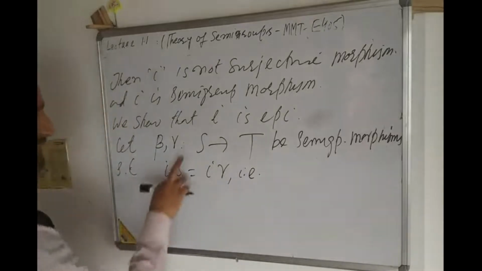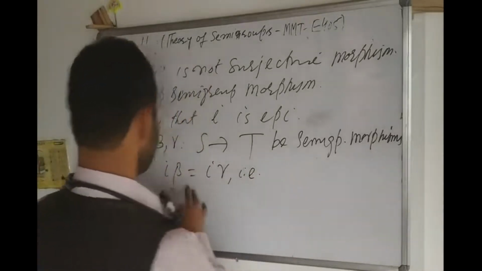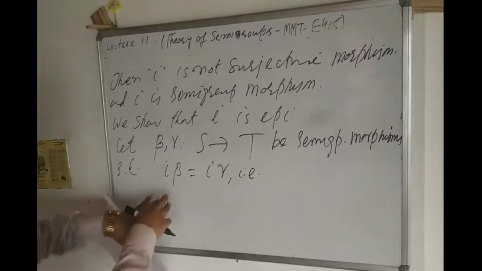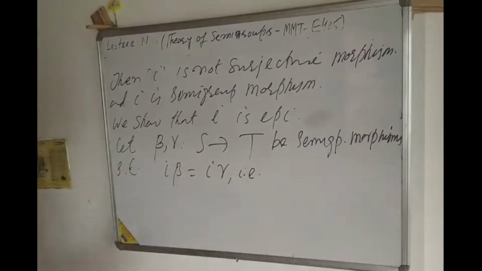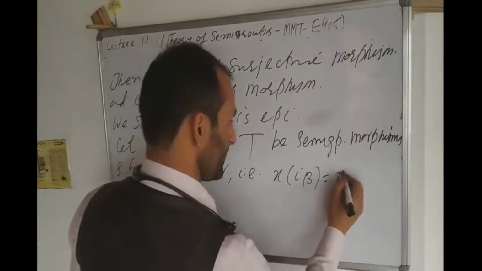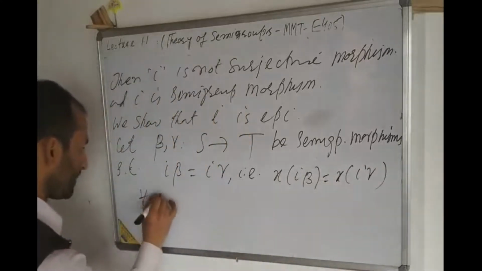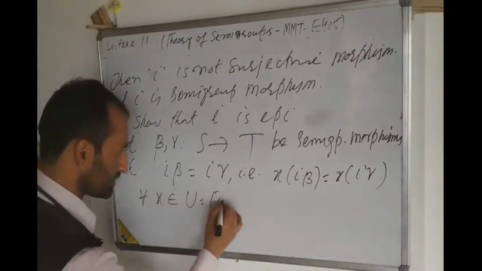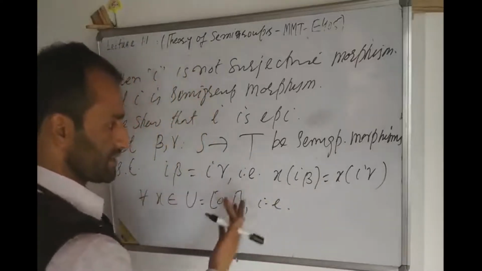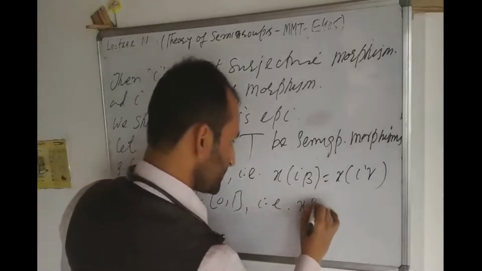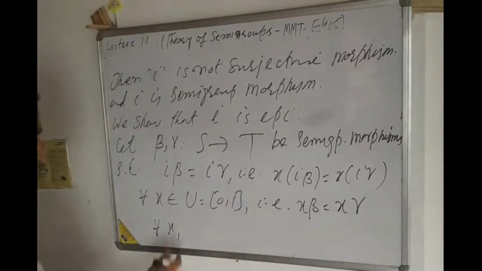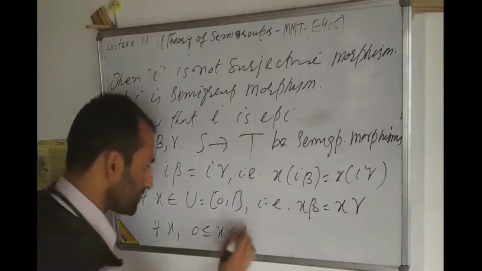I beta equal to I gamma means that for any element x, because I is a map from U to S and beta is a map from S to T, I beta is a map from U to T, and I gamma is also a map from U to T. That is, x of I beta is equal to x of I gamma for all x belonging to U, which is the closed interval 0 1. Because Ix is the same as x, I is the inclusion map. So x beta is equal to x gamma for all x with 0 less or equal to x less or equal to 1.